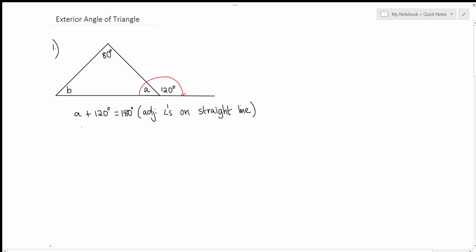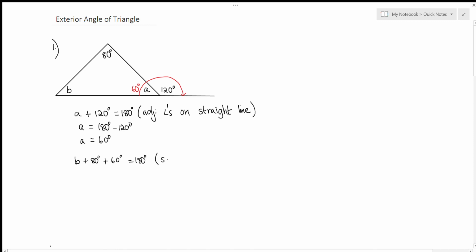We are going to say that A is equal to 180 degrees subtract 120 degrees, so A is equal to 60 degrees. We will then go on and look at the angles in a triangle. So this is now 60 degrees. The angles in a triangle add up to 180 degrees. So B plus 80 degrees plus 60 degrees is equal to 180 degrees.